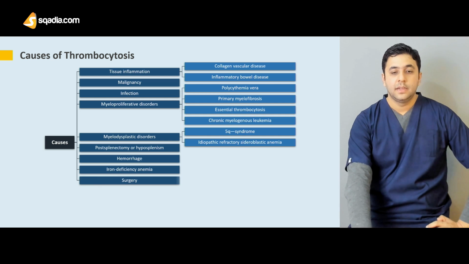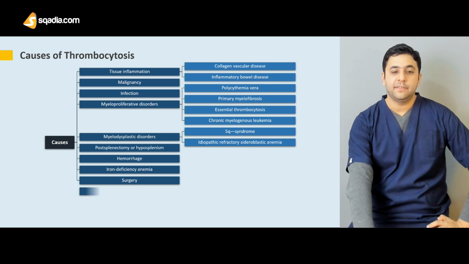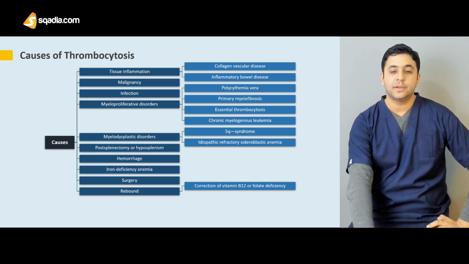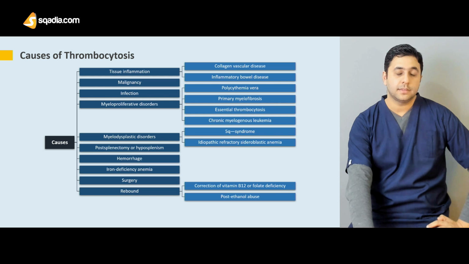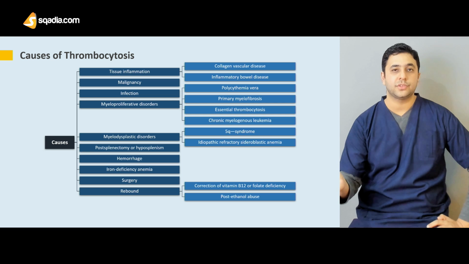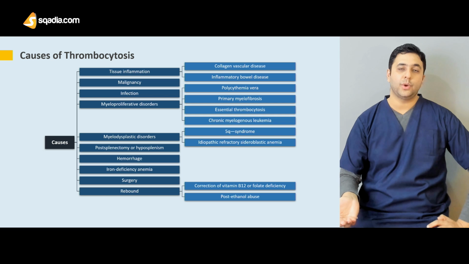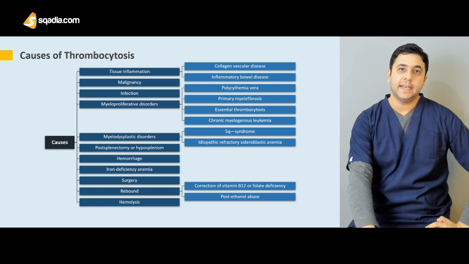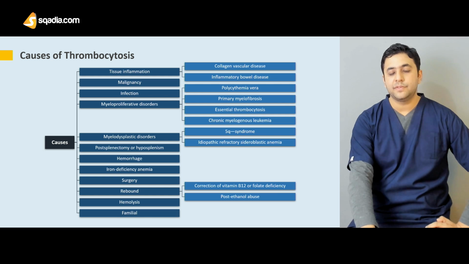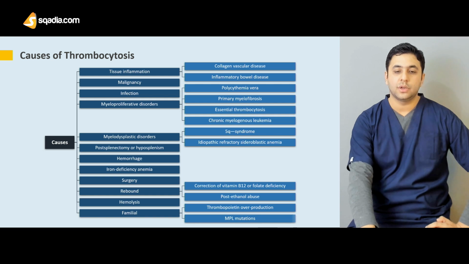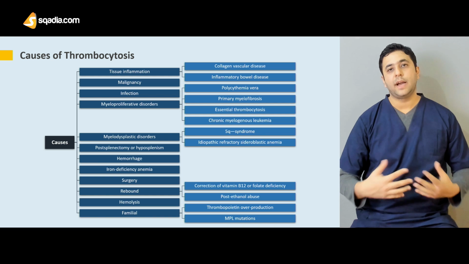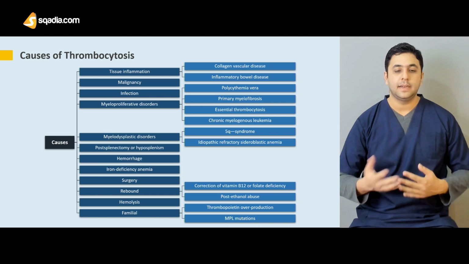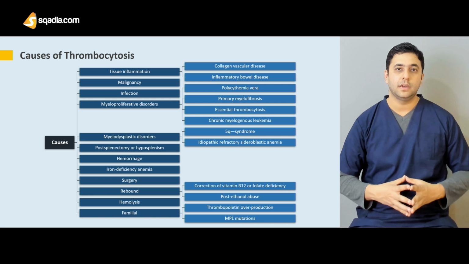Similarly, after surgery, a few patients can have a variable thrombocytosis, rebound thrombocytosis, especially if we are correcting a B12 or folate deficiency, or if we are post-ethanol abuse, as in alcohol abuse. This is also a common cause of thrombocytosis. So it is also important to keep in mind the nutritional history of the patient, specifically if the patient is undergoing treatment for the deficiency of these vital minerals. Hemolysis of any kind can lead to an increase in the platelet count. And finally, certain familial rare disorders like thrombopoietin overproduction or the MPL mutation. These are very rare disorders, and you have to do a genetic examination for these patients. And they generally present earlier in the patient's lifetime.